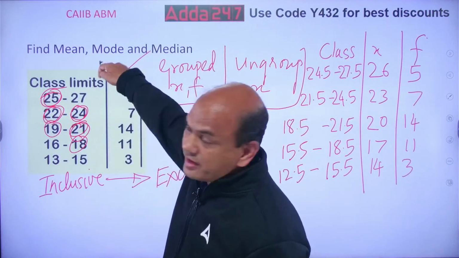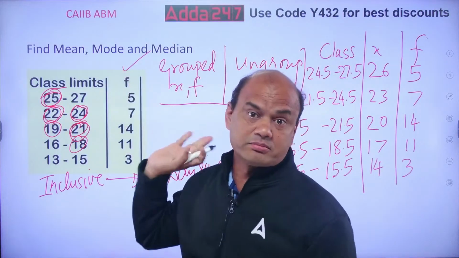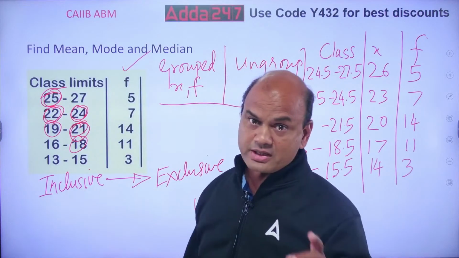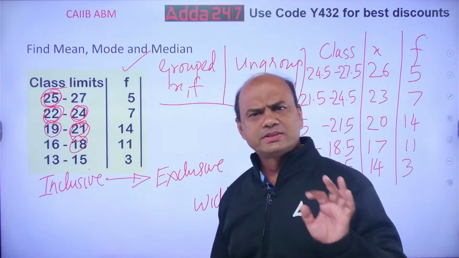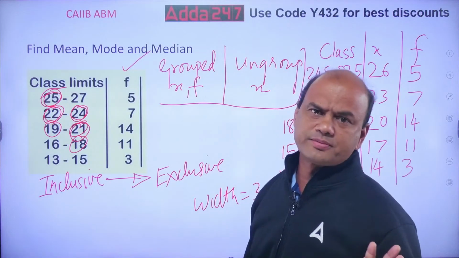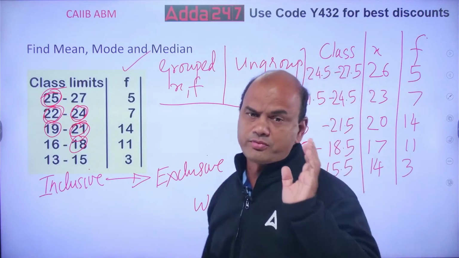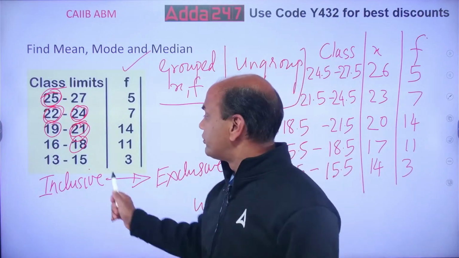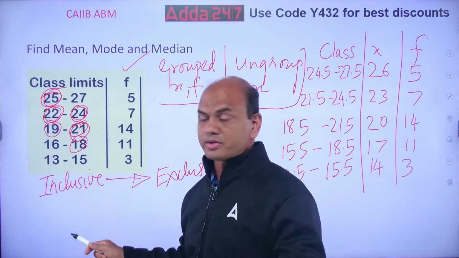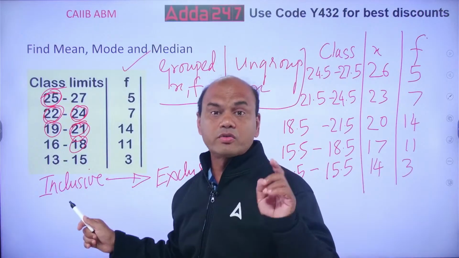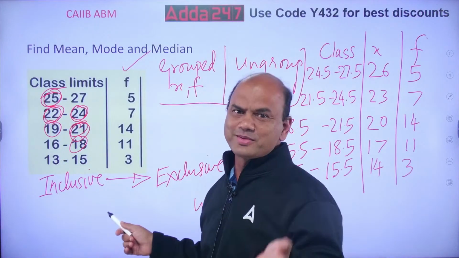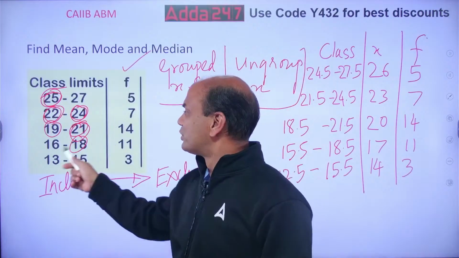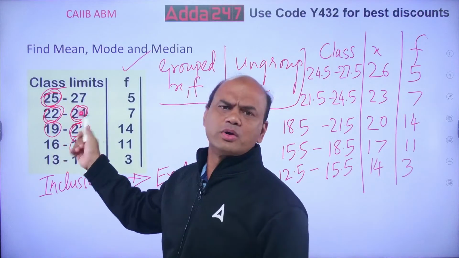Width should be the same for all the intervals. Same. Got it? Clear this? I'll take basic concepts and very important ones, but they should be fixed in your mind. So 15 minus 13, 2. 18 minus 16, 2. 21 minus 19, 2. Everything is 2.